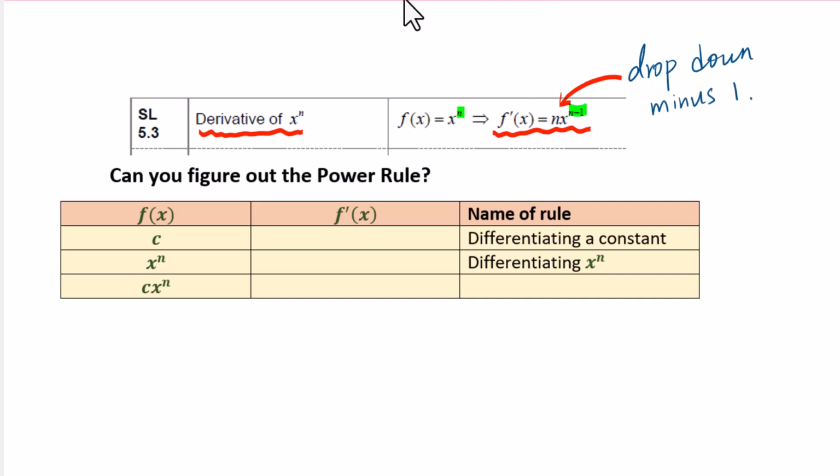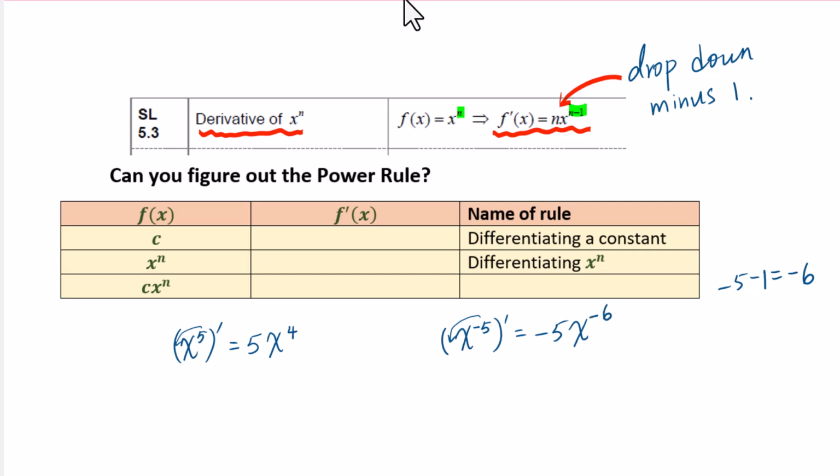For example, we have x to the 5th power prime. Means drop down this 5. Then x to the power of 4. If we have x to the negative 5th power prime, drop down this negative 5. Then x to the power of negative 5 minus 1 equals negative 6 instead of negative 4.